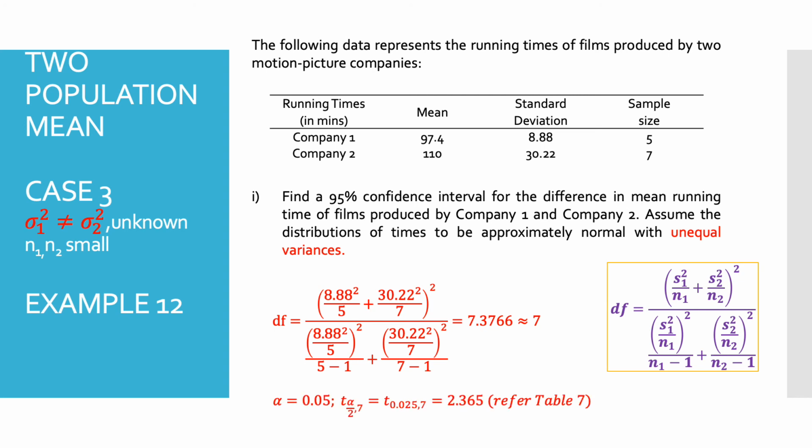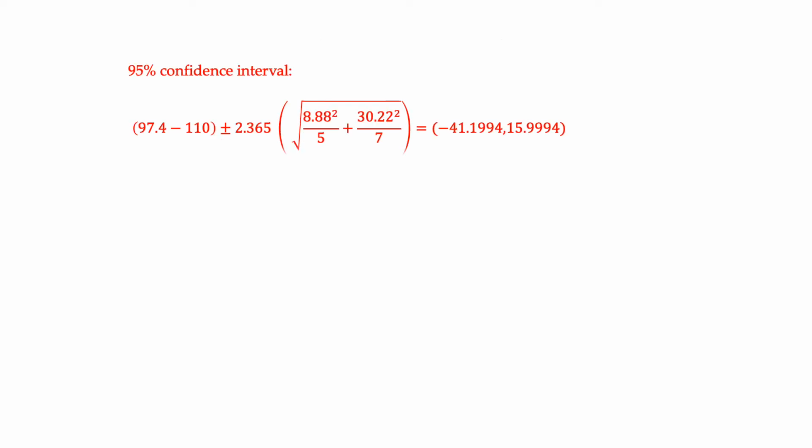And alpha here equals 0.05. So t alpha over 2, degrees of freedom 7, equals 2.365, by referring to the statistical table number 7. After that, the 95% confidence interval equals negative 41.1994 to 15.9994.